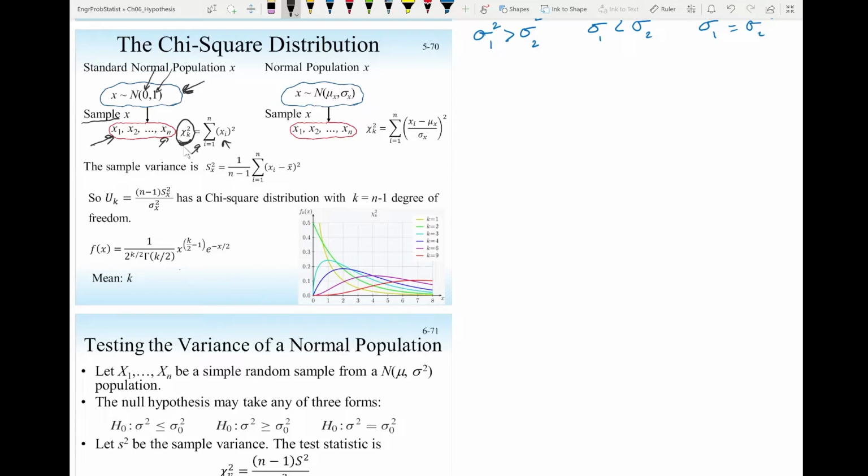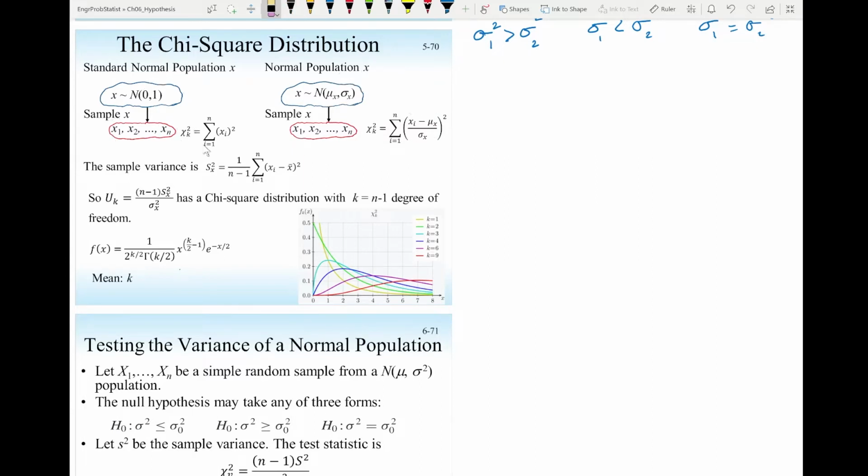Now, let's look at the more general situation where the population is a normal population, but it's not standard. That means it has a mean, mu x, and it has a variance, sigma x squared. I can make this normal population a standard normal population by carrying out this transformation: every item in this sample minus the mean of the population, divided by the standard deviation of the population. And if I square it, now this also will have a chi-square distribution.